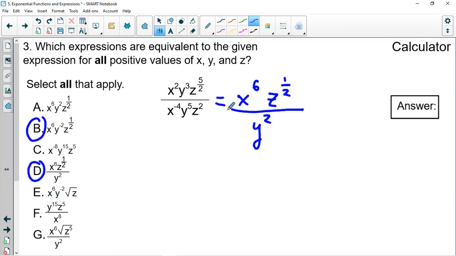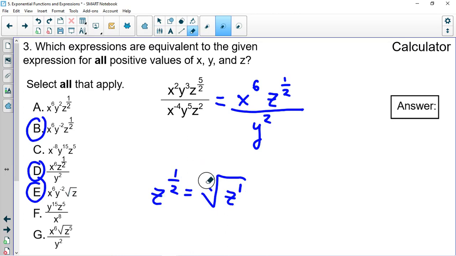Then we've got x to the sixth, which is good, y to the negative second, which is the same thing as y to the positive second in the denominator, and then we've got the square root of z, which is the same thing as z to the 1/2. Because remember, when we have a rational exponent, we can rewrite that as a root where the denominator is the index and the numerator becomes the power of the base, the power of the z in this case. Don't get confused that there's no index there. Remember, whenever there's an index of 2, we usually don't even write it and we just leave it as an invisible 2. So E is another correct answer.